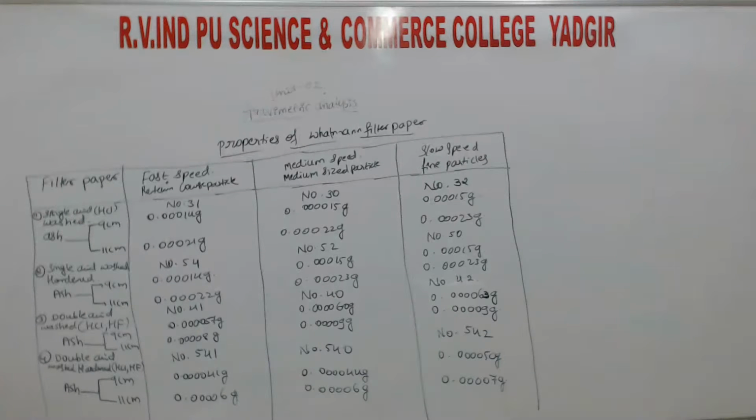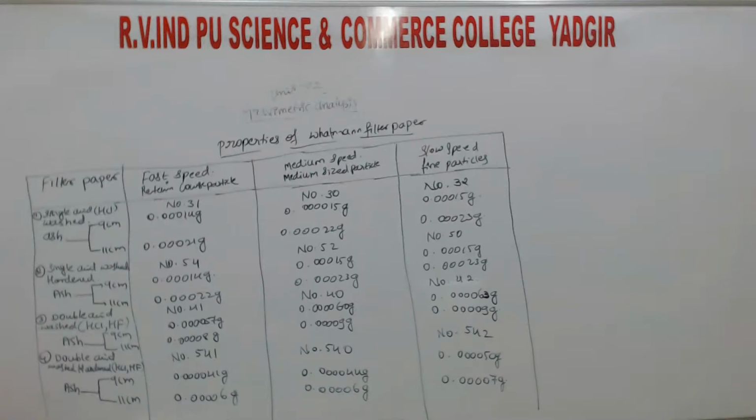The numbers 40 and 42 are preferably used, and the hardened variety numbers 540 and 542, which have a greater mechanical strength and a greater resistance to acids and alkalis, are used in quantitative work. The filter paper numbers 41 and 541 are used for gelatinous precipitate.